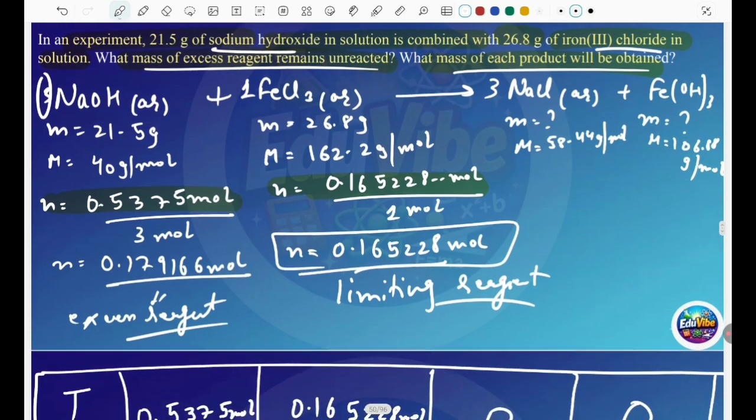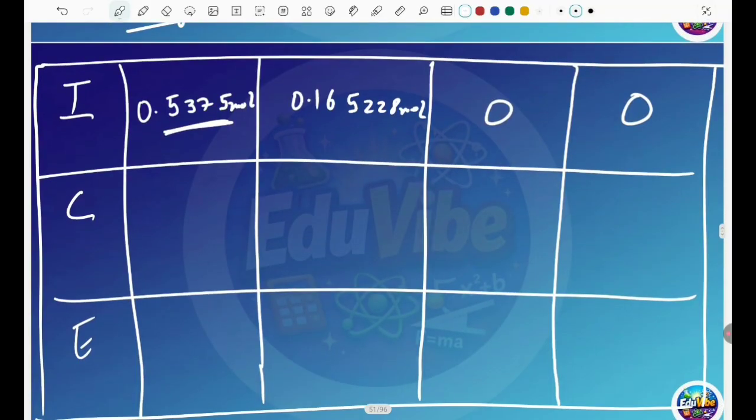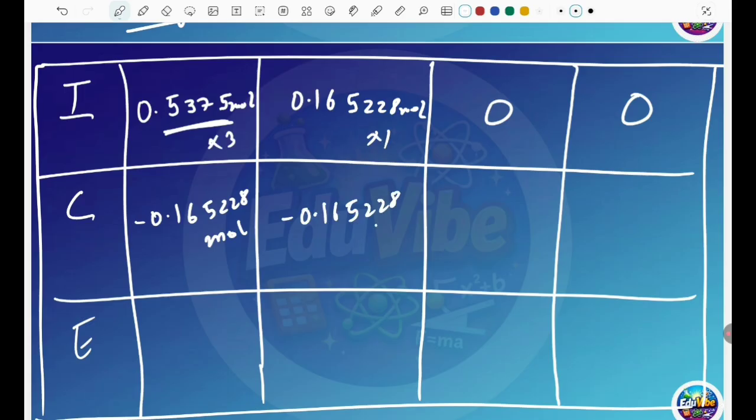Or you can also see it like this. Yes, you have to multiply by 3. So when you multiply by 3, you get minus 0.165228, because you do minus 0.5375 multiplied by 3, so you get a minus in this. In this, you have 1, so when we multiply this by 1, you will get minus 0.165228 moles. Done. So this minus and this plus give you 0, because plus and minus give 0. In this, you do the same thing, plus.